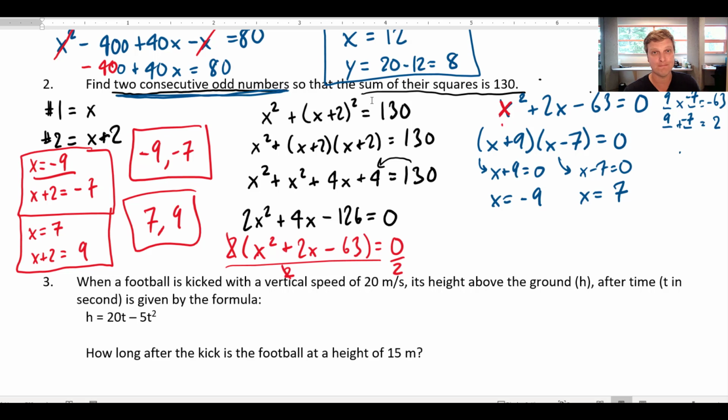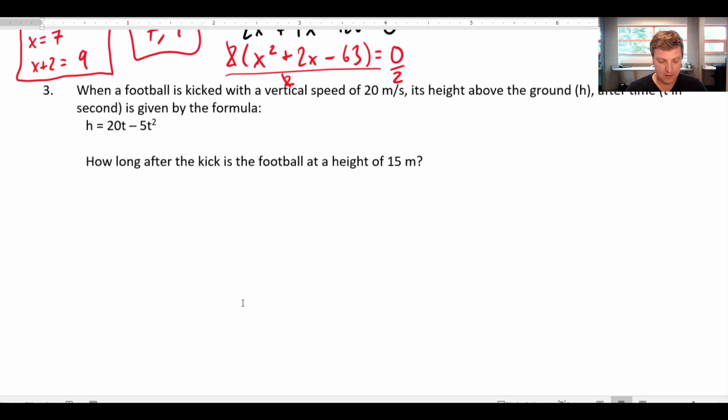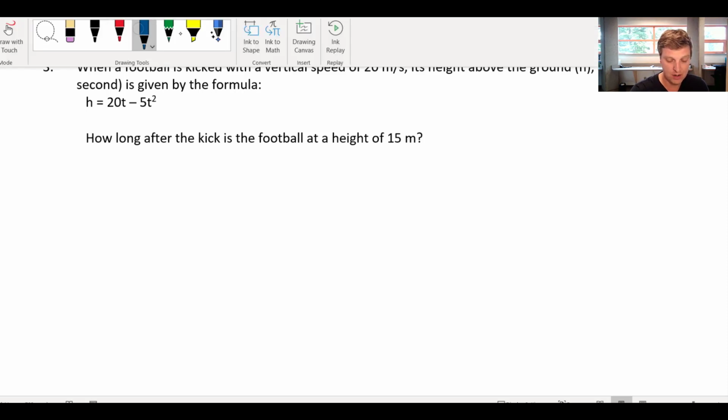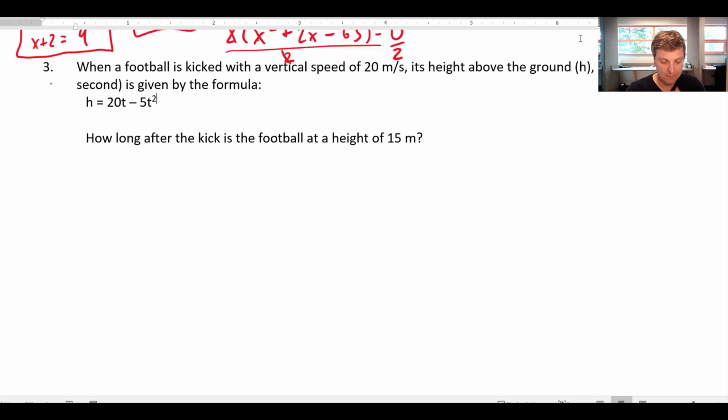That's another solution. Okay, let's take a look at something a little bit different, where this time I don't have to come up with the equation myself, which is often the hardest bit, but let's see what we can do. So I've got a football kicked with a vertical speed of 20 meters per second.